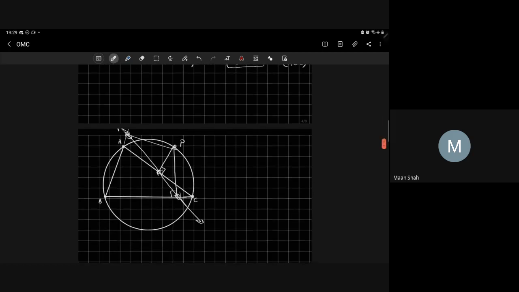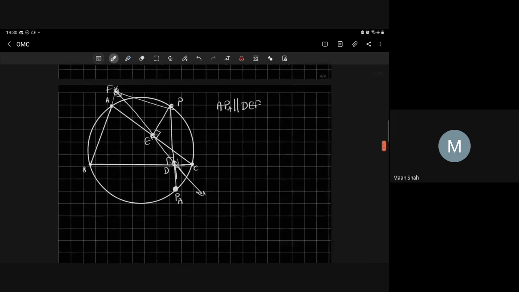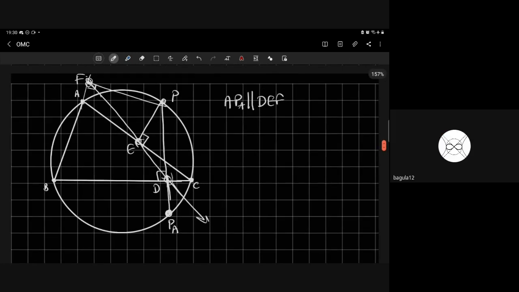So first thing is, if you extend this perpendicular to some point, let's name these points D, E, F. So if we extend this one to a point, say PA, so first thing is APA is parallel to the Simpson line. How would you show this? What do we have to show?